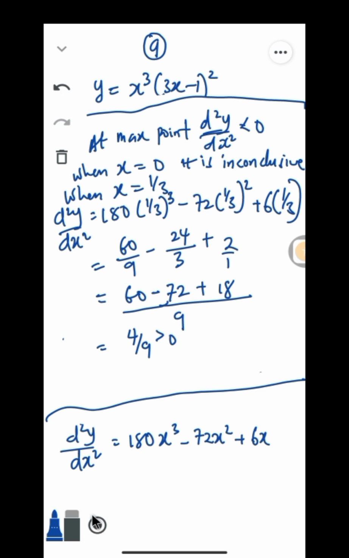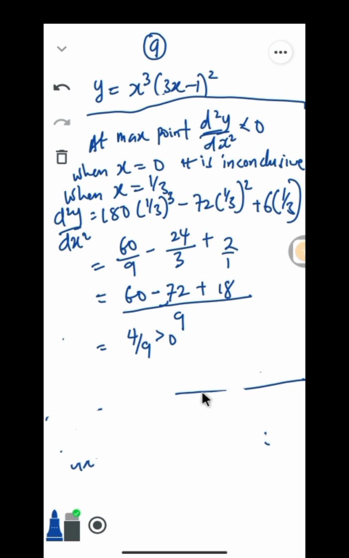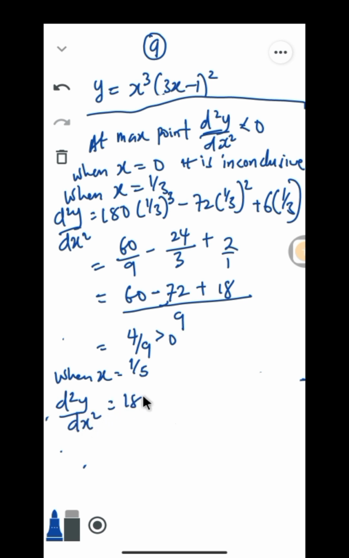So we can check for maximum points. We can check for the other one. So let me just wipe this off. Automatically, 1 over 5 should give us the maximum point, but let's just check. When x is equal to 1 over 5, the second derivative d squared y over dx squared should give us 180 into 1 over 5 cubed, minus 72 into 1 over 5 squared, plus 6 into 1 over 5.